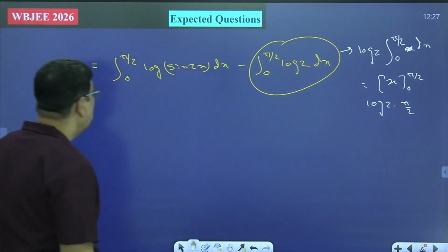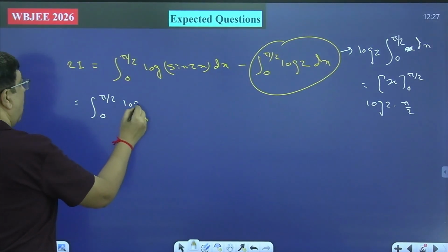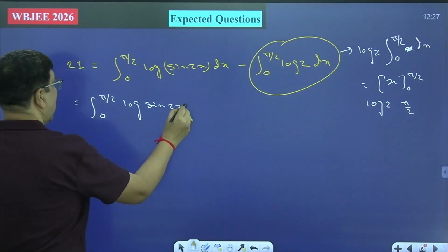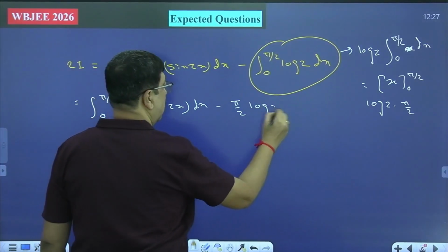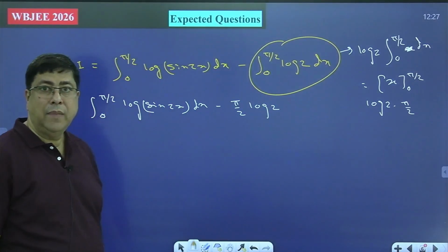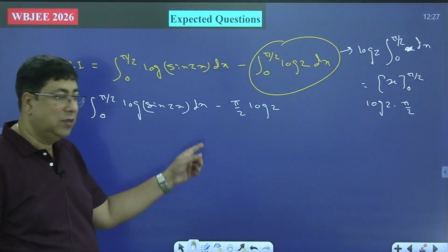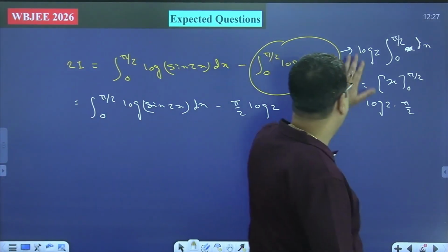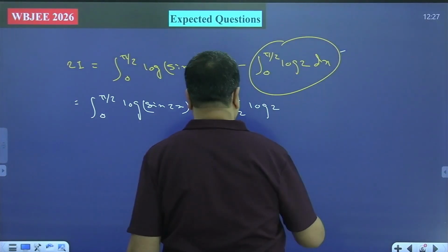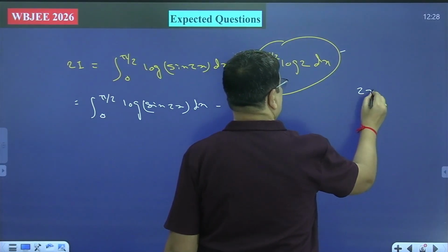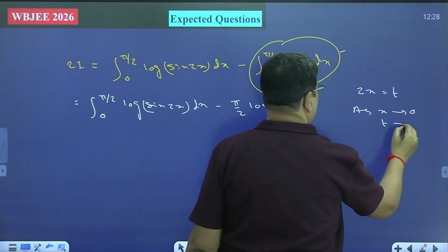So I am writing the next step. Once again, I am writing the step: integral from 0 to pi by 2 of log of sin 2x dx minus pi by 2 log 2. Now we have to replace, because we started with sin x and now it is coming sin 2x. Therefore, let's do one thing, everybody. Let 2x equal to t; as x tends to 0, so t tends to 0.